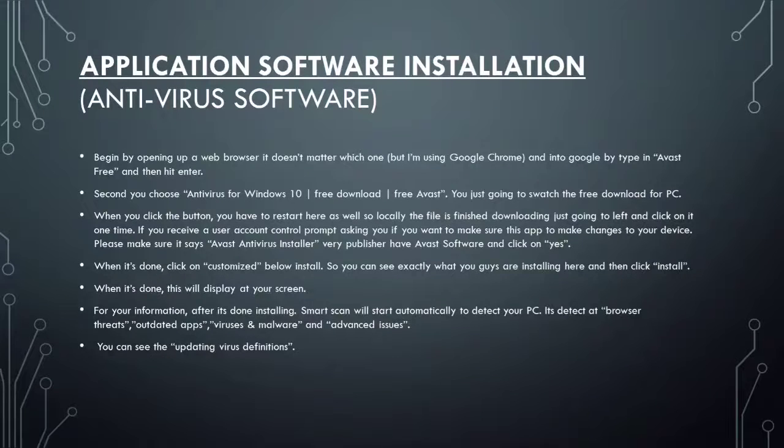Finally, application software installation. This is specifically for antivirus software. Begin by opening a web browser. It doesn't matter which one, but I'm using Google Chrome, and into Google type in Avast Free. It is a free antivirus software, and then hit Enter. Second, you choose antivirus for Windows 10.